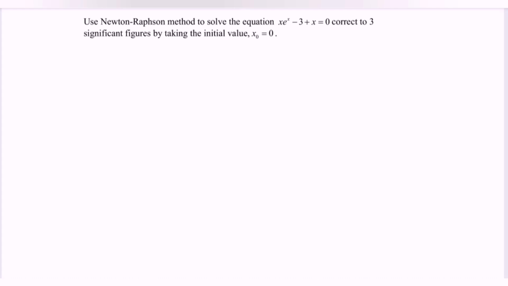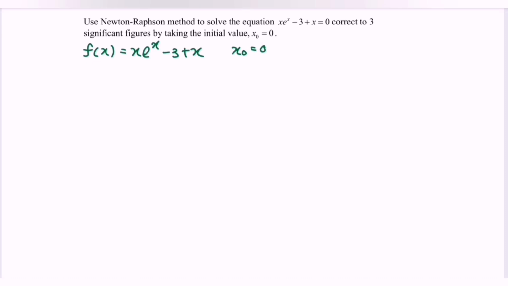Hello everyone, in this video, I'm going to discuss the example for Newton-Raphson. Kindly refer to the question. Use the Newton-Raphson method to solve the equation where we have the function f(x) equals x multiplied by e to the power of x, minus 3, plus x. Correct to three significant figures by taking the initial value x0 equal to 0.